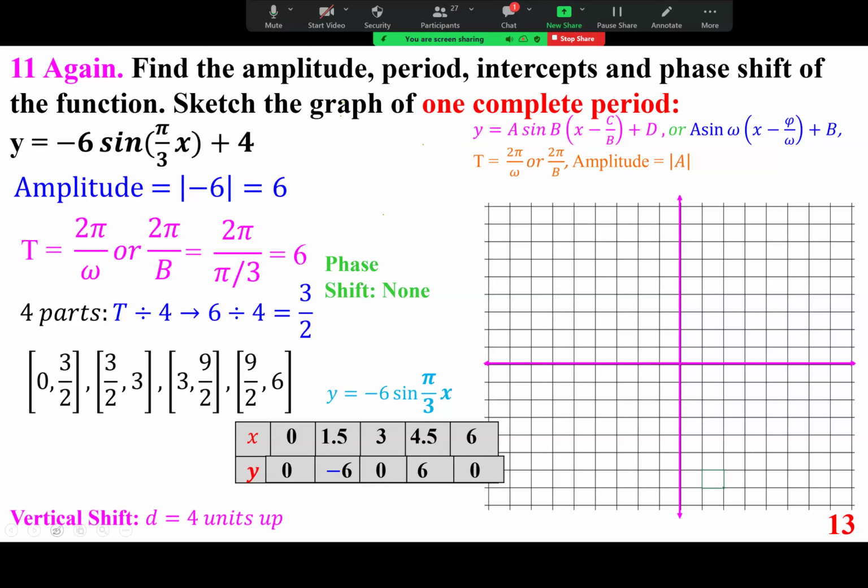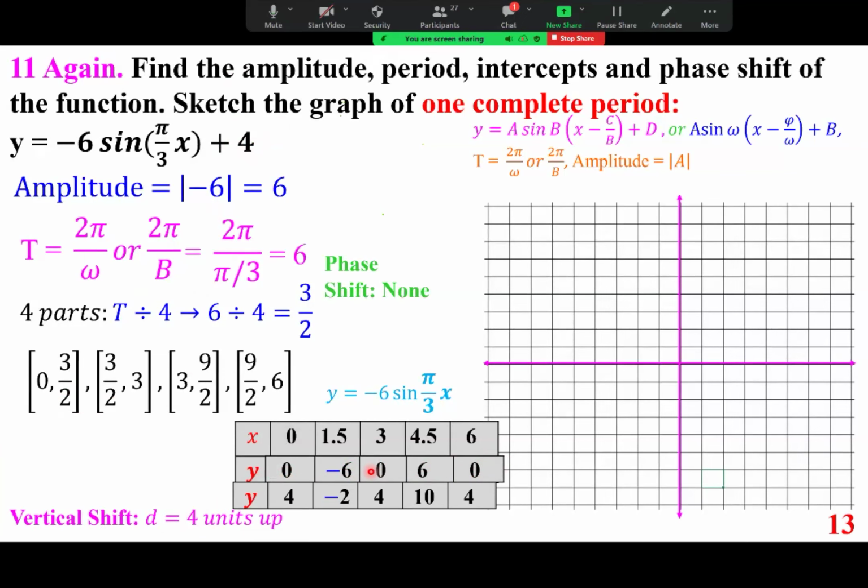But what about the 4? The 4 creates a vertical shift of 4. So that means for the y coordinates, just add whatever this number is. If it's positive, add positive 4. If it's negative, add negative 4. So I'm going to add 4 to those numbers. This becomes 4. This becomes negative 2. This becomes 4. This becomes 10. And this becomes 4. Add 4 to this second row. So for this function, you need 0, 4, 1.5 or 3 halves, negative 2, 3, 4.